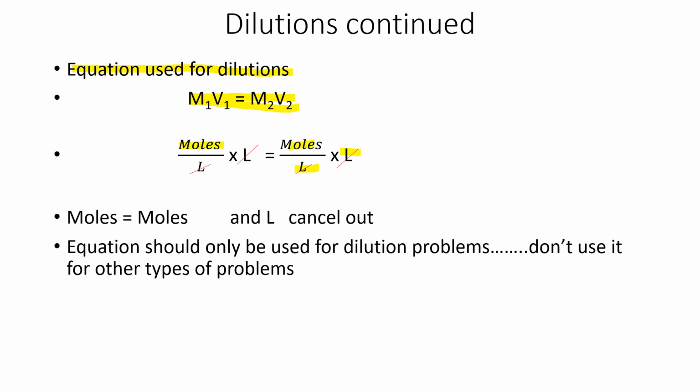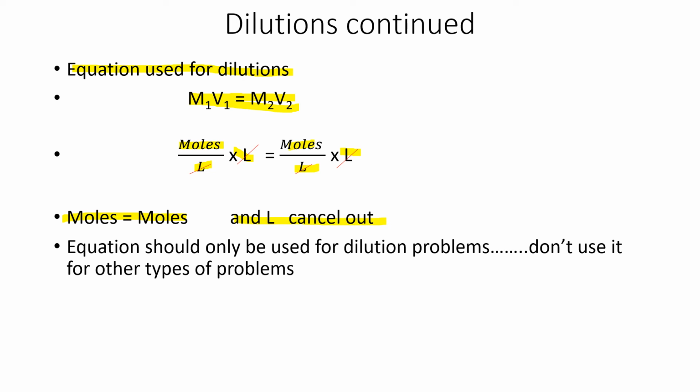So I'm looking at this equation, and you'll notice that the liters cancel out. If the liters cancel out, what are you left with? Moles equal moles. Think back to that picture we just did. We said the moles of the solute were the same. Well, that's why this equation works, because you're basically saying I have an equal number of moles on each side. So our moles are equal, and the volume ends up canceling out.